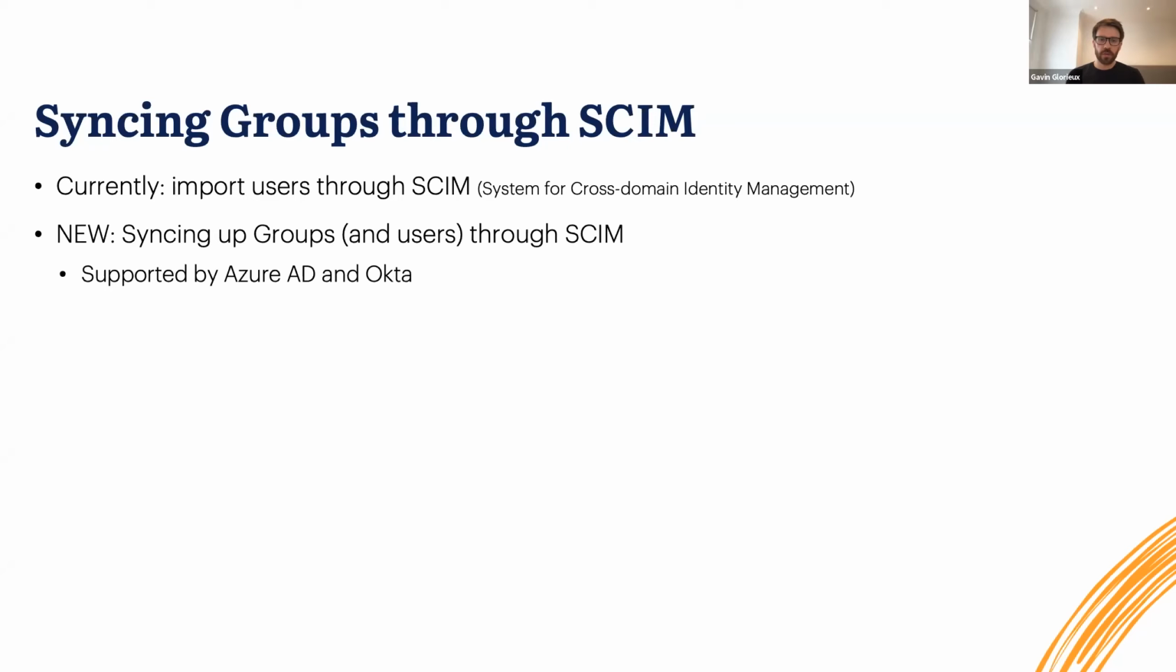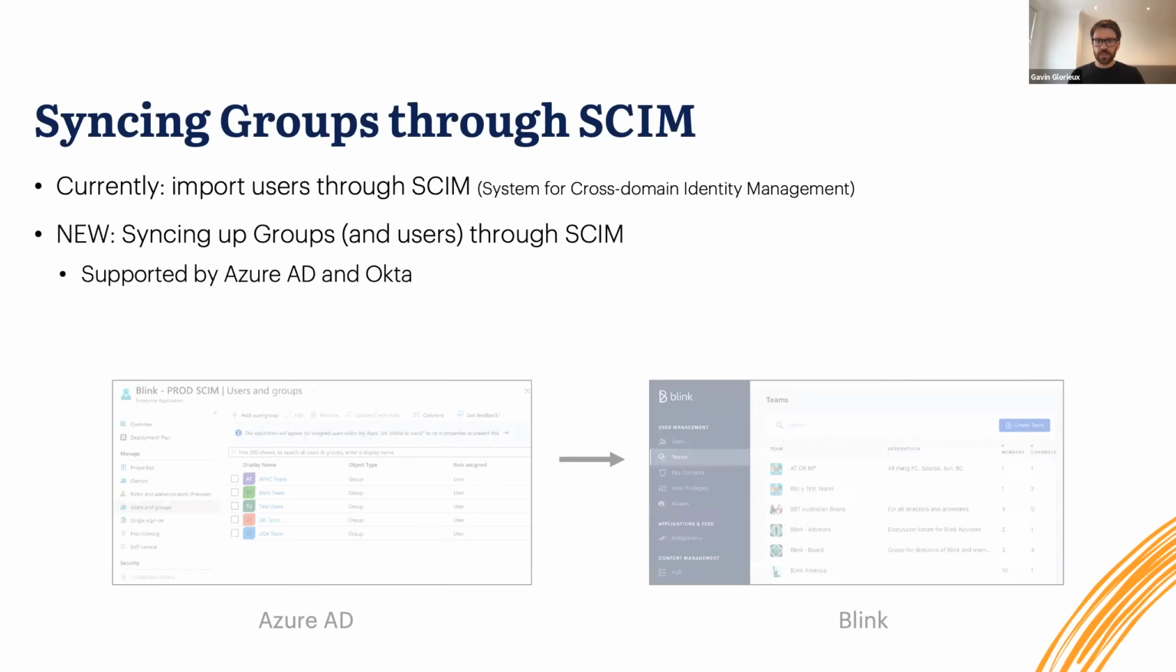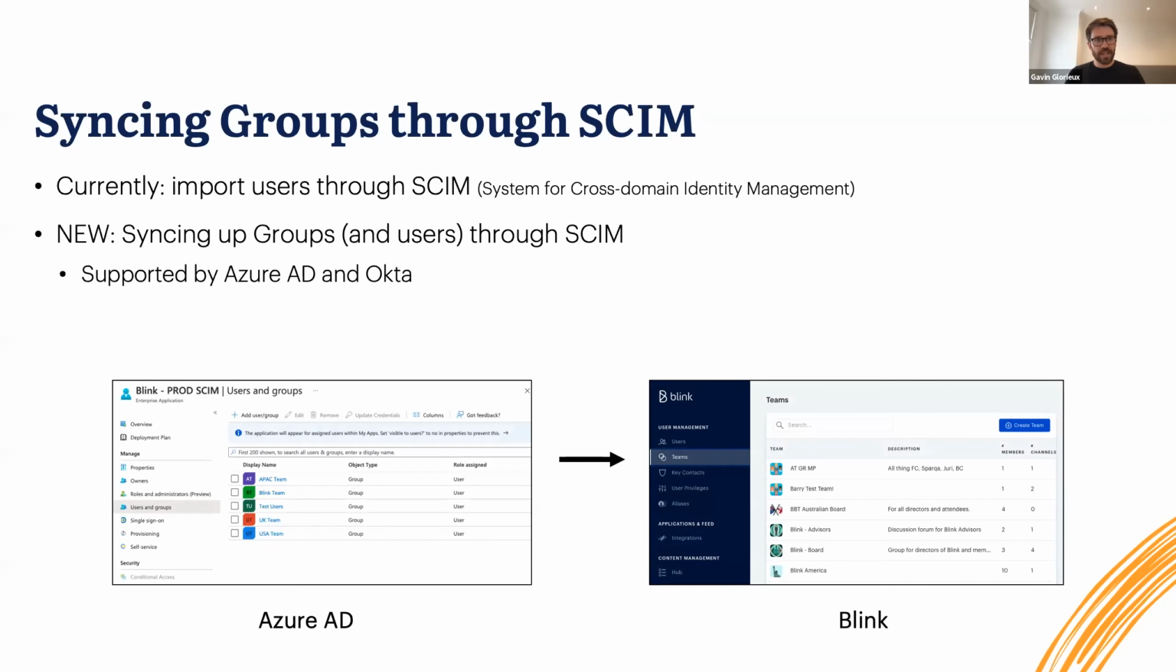For anyone not familiar with SCIM, it is an open standard that allows you to automate user and group provisioning, and it's supported by tools such as Azure AD and Okta. This means you can use your existing groups in Active Directory and pull those in through SCIM as teams in Blink, alongside all the users that you've got inside of those groups. This should make team management a lot easier over time.